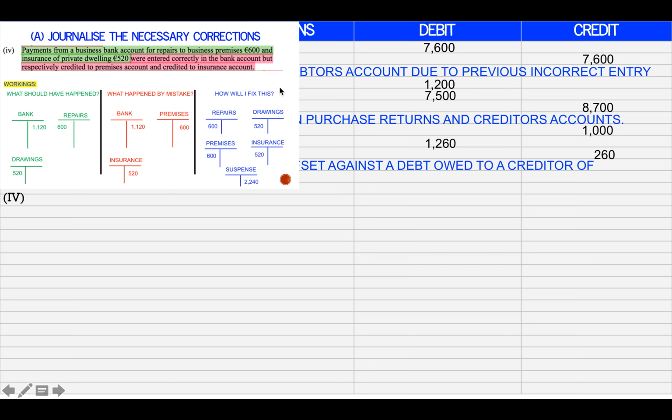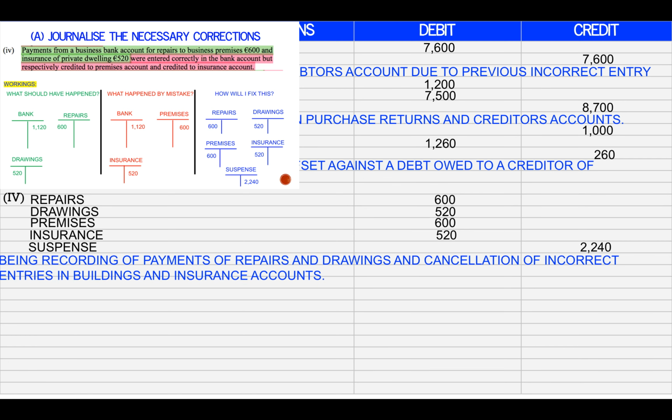So what we're going to do, we're going to take our fixed part and enter it into our part A. So we've got repairs, €600 there. We've got drawings, €520. We've got premises, €600. We've got insurance, €520, and we've got suspense, €2240. Now, the last thing that we have to do is our narration there. So, being recording of payments and repairs and drawings and cancellation of incorrect entries in billings and insurance accounts. Okay, so that's part 4.